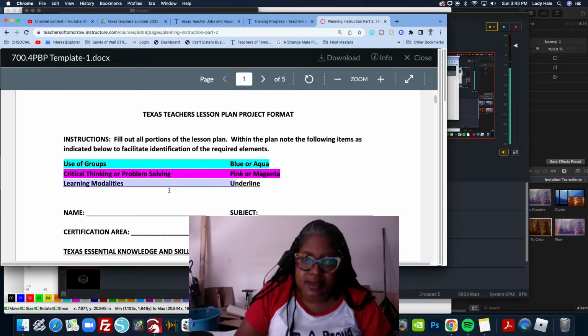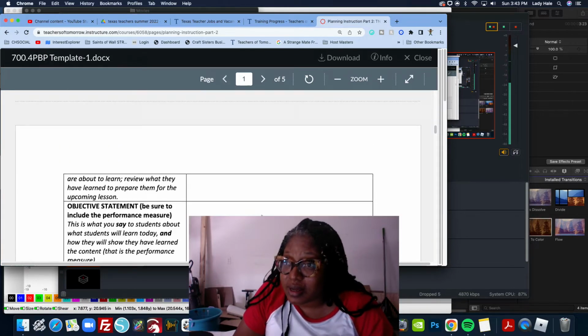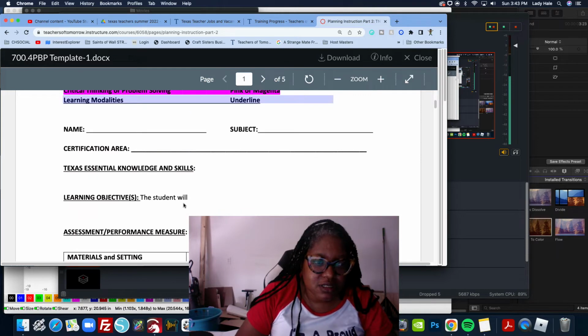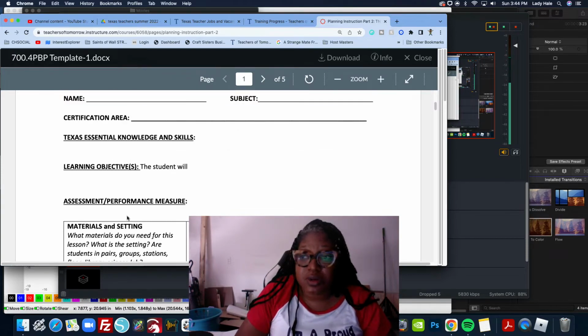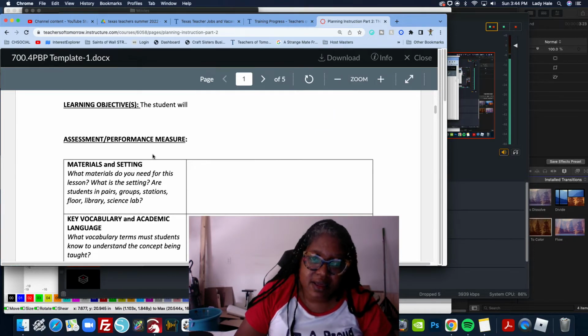Where the learning modalities are, you're going to underline it, okay? And here go all the questions. So we still have the same stuff. You have your TEKS. You're going to copy and paste your TEKS. You have your learning objectives. You're going to copy and paste your learning objectives. Okay? Now you're at the assessment and performance measure.